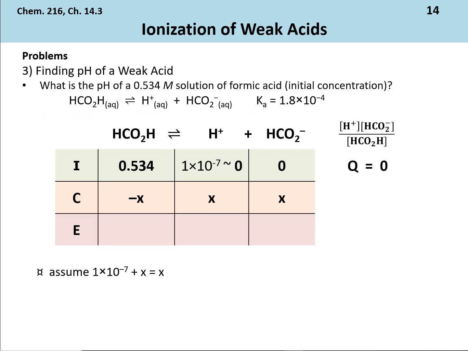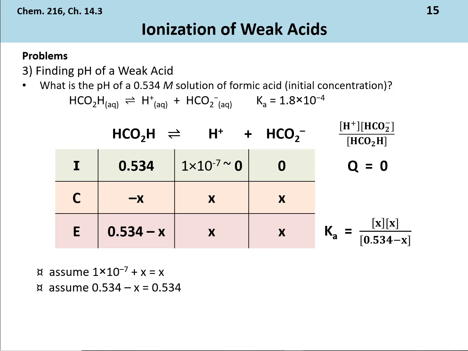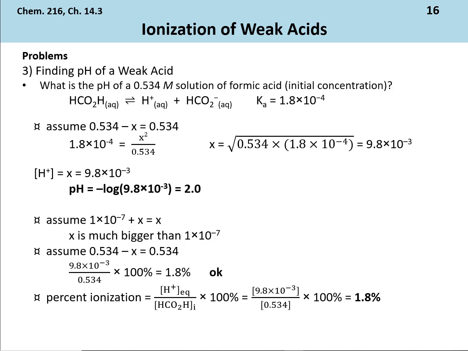So first thing we do is an ice table. We figure out which direction it shifts. Then we plug it into our value for K, and then we solve. Now there's one last thing we should talk about, which is actually at the bottom of this screen, but we'll do it on the board, and that is the percent ionization.